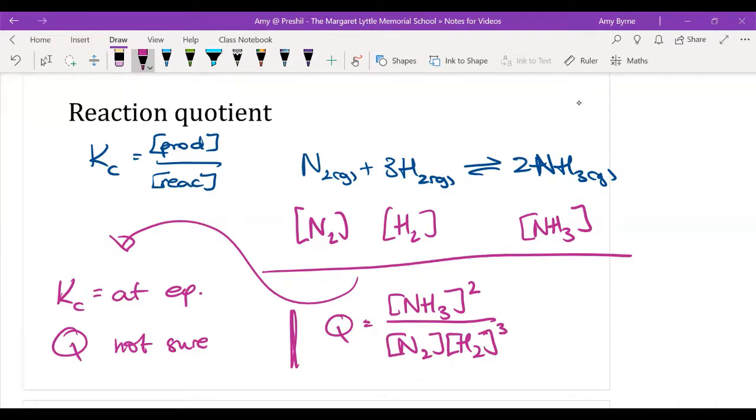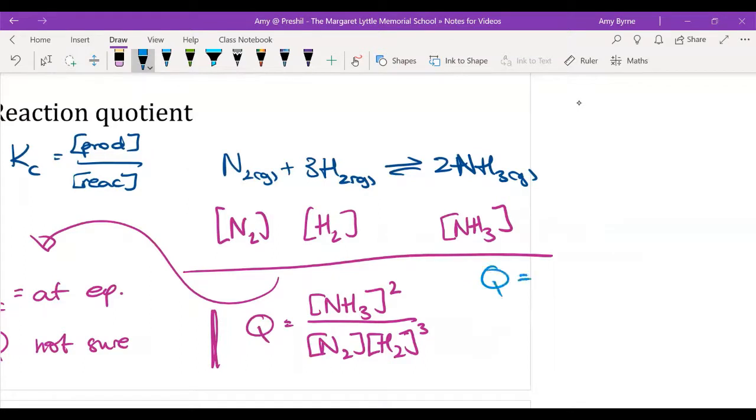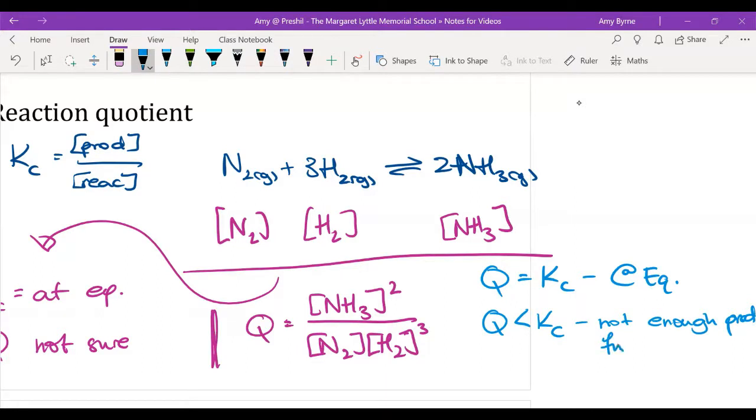Remember, you always have a calculator for these. So I substitute in these values because I'm not sure whether or not I'm at equilibrium. If Q is equal to Kc, you are at equilibrium. If Q is less than Kc, that means I don't have enough product, so the forward reaction is going to be dominant. If my Q is greater than Kc, I have too much product, which means that my back reaction is going to be dominant.